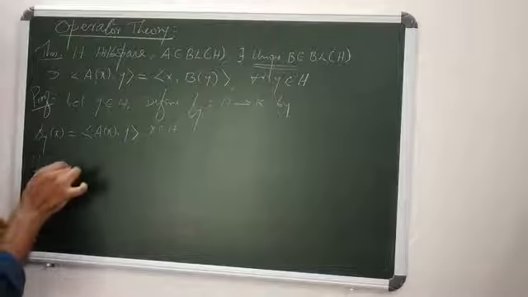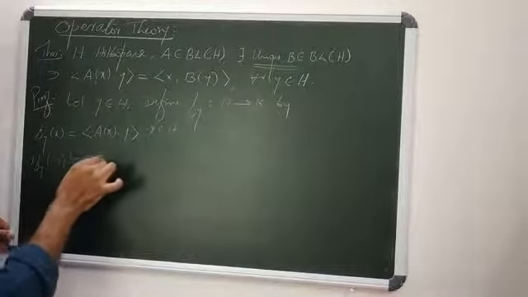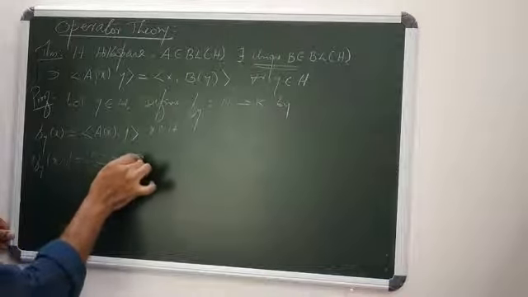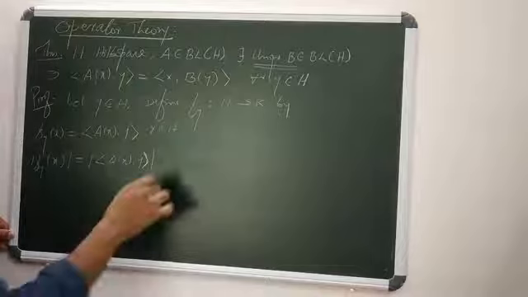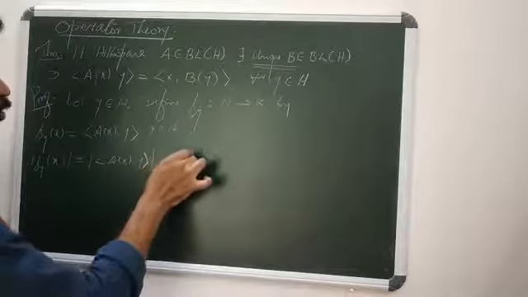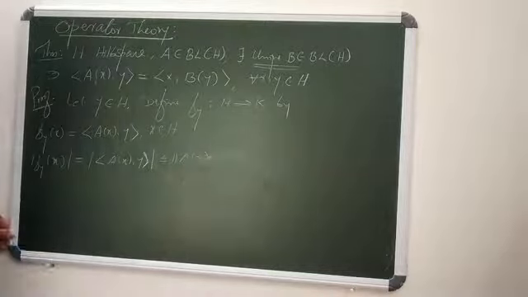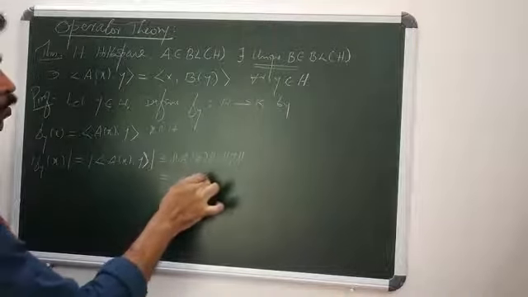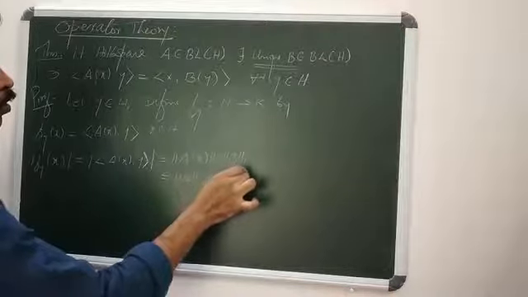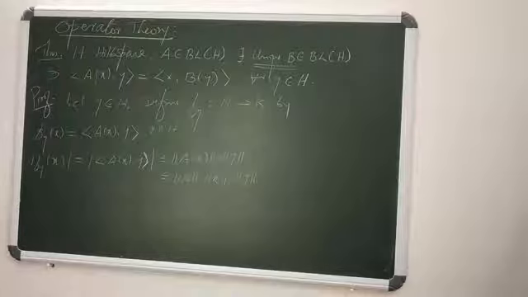Fy is a linear functional, and what is the modulus of Fy of x? It equals the modulus of inner product AXY, which is less than or equal to norm x into norm y. So that is less than or equal to norm a into norm x into norm y, for each x in H, y in H, with norm x and norm y less than or equal to 1.